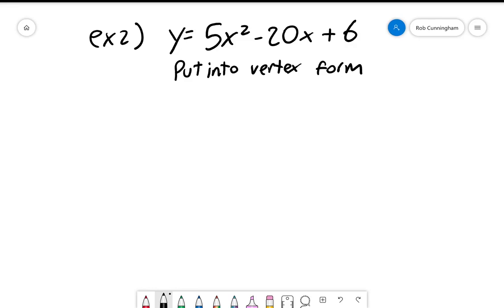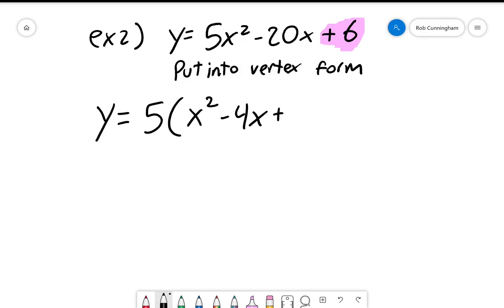Same as before, I'm going to sort of section that 6 off. I'm not really interested in that just yet. I am going to take the 5 out of the first two terms, however. So 5x squared divided by 5 is x squared. Negative 20x divided by 5 is negative 4x, and this is where I'm going to put my plus blank.